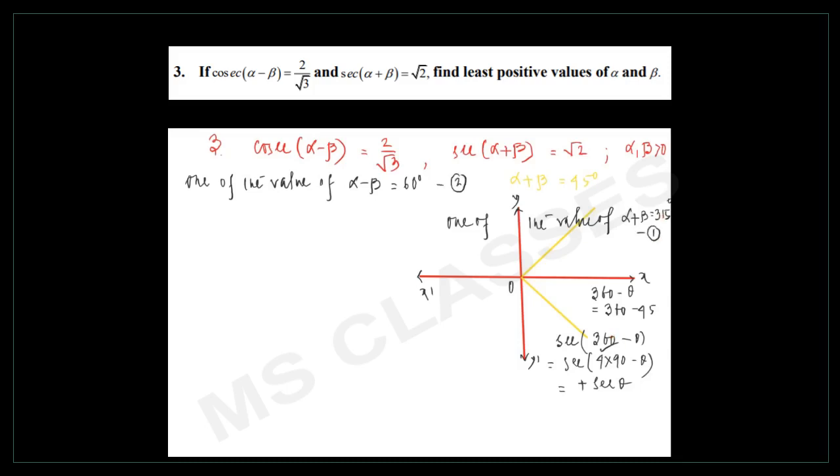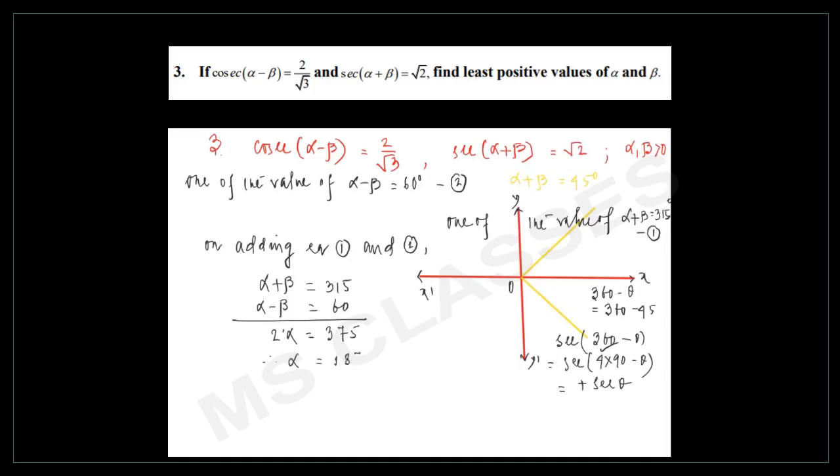If we add these two equations, adding equation 1 and 2, what do we get? Alpha plus beta equal to 315, alpha minus beta equal to 60. If we add, we get 2 alpha equal to 375. So therefore alpha will be 187 degrees and 30 minutes.